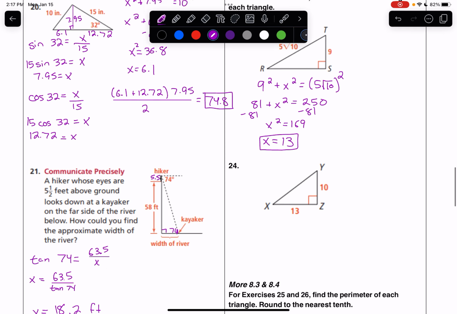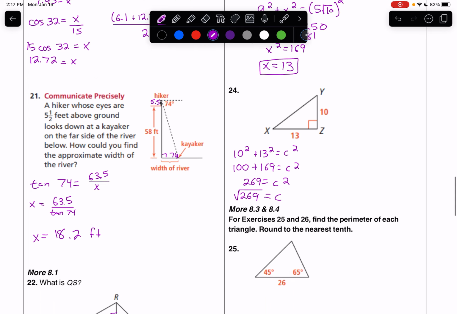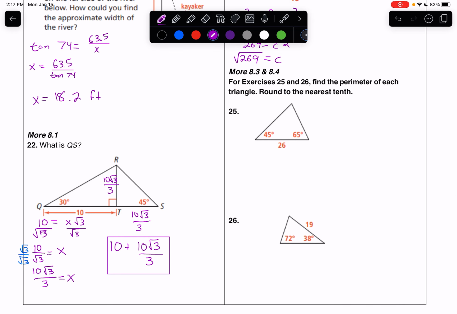Then the other example here, we've got 10 and 13 as the legs. Simple stuff, 10 squared plus 13 squared equals c squared. And then we will say 100 plus 169 equals c squared. So 269 equals c squared. Take the square root of both sides. Amazingly, there is no way to simplify the square root of 269. So we're just going to leave it under the radical like that and say the square root of 269 is c.